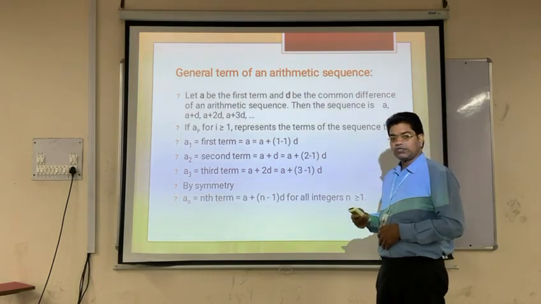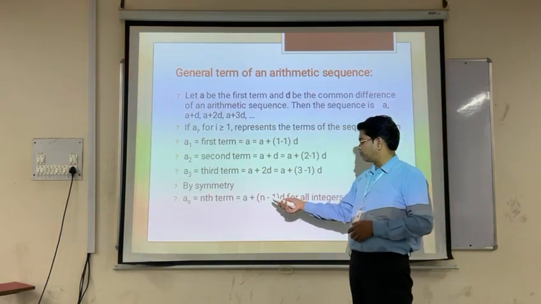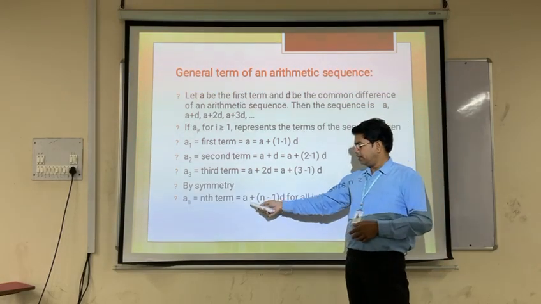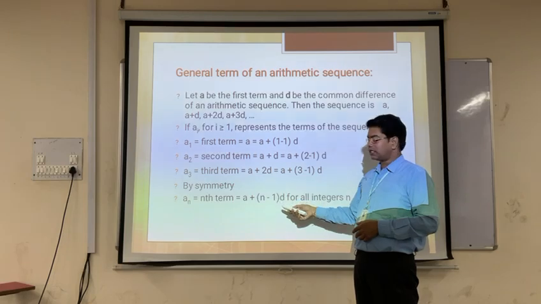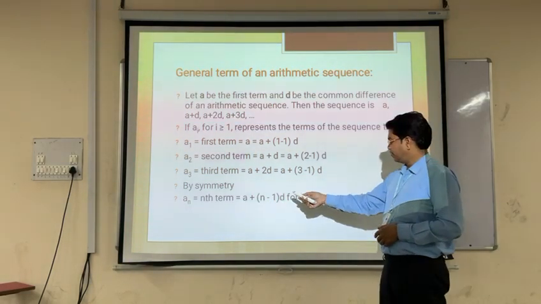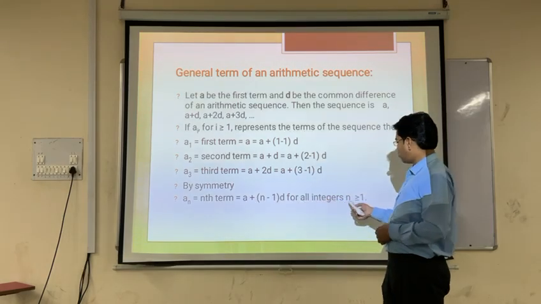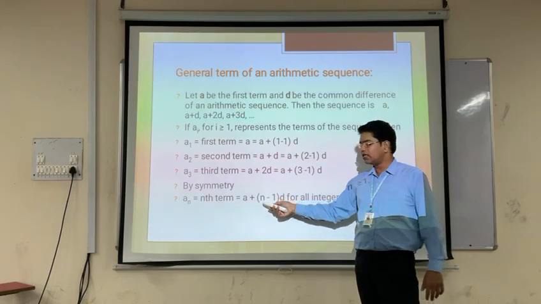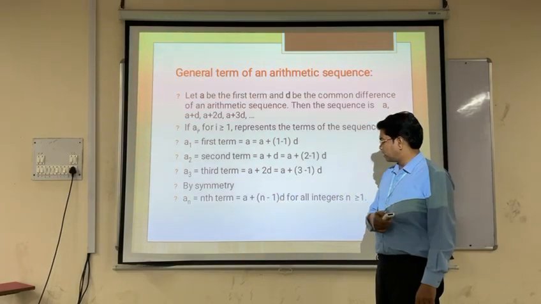What will now be the formula for the nth term of the arithmetic progression? See, this is the formula to determine the nth term of the arithmetic progression. That is A plus bracket n minus 1 times D for all integers n greater than or equal to 1. So remember, this is the general term formula for the arithmetic progression.